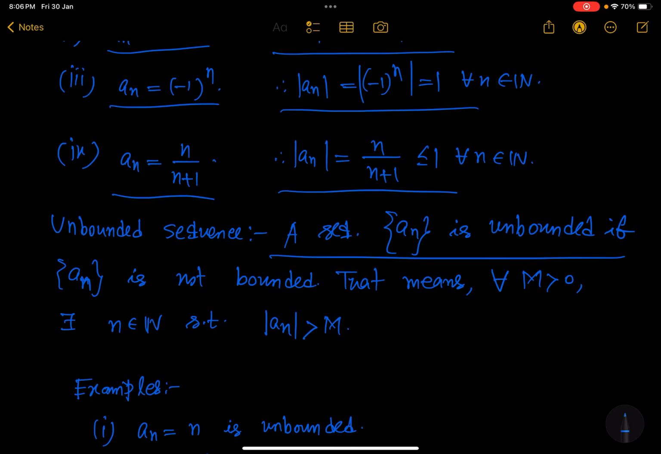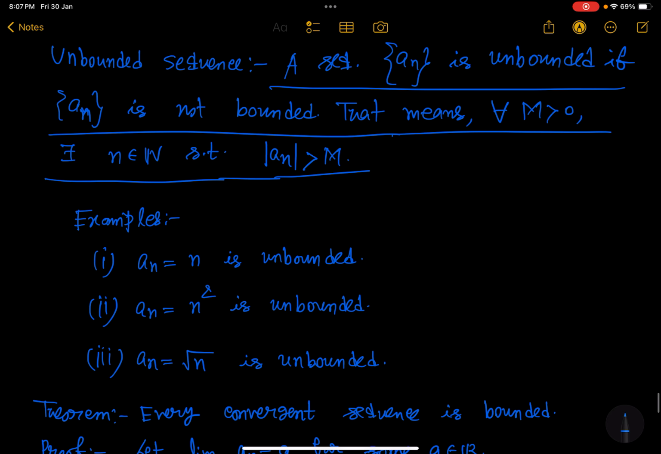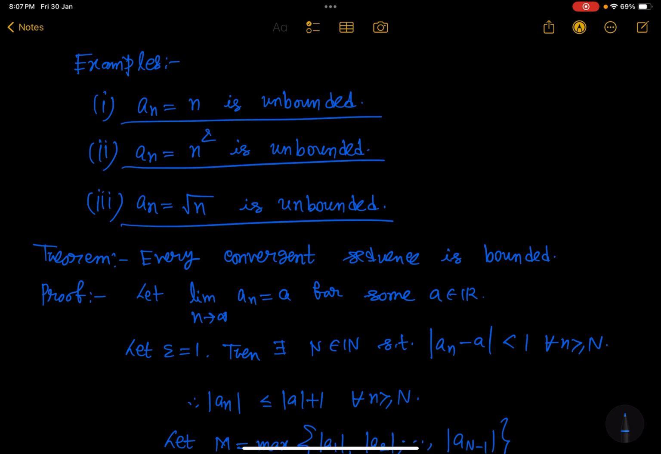A sequence a_n is unbounded if a_n is not bounded. That means for every positive M, there is an n belonging to N such that mod of a_n is bigger than M. For example, a_n equal to n is unbounded, n square is unbounded, square root of n is unbounded. Okay. Now we'll prove a very important result: every convergent sequence is bounded.